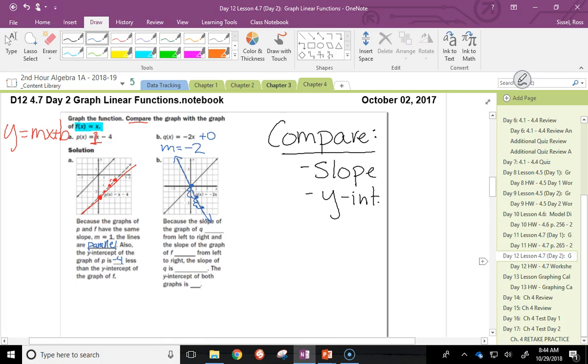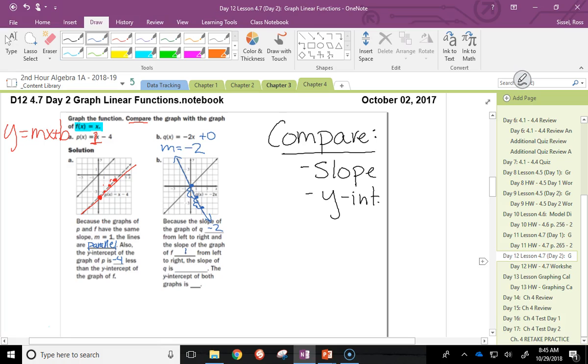Because what's the slope of our parent function? 1. And what's the slope of our new one? -2. Are those the same? No. This is the slope of the graph of Q, left to right. So the slope of Q is -2. And what's the slope of F? 1. So the slopes are different.